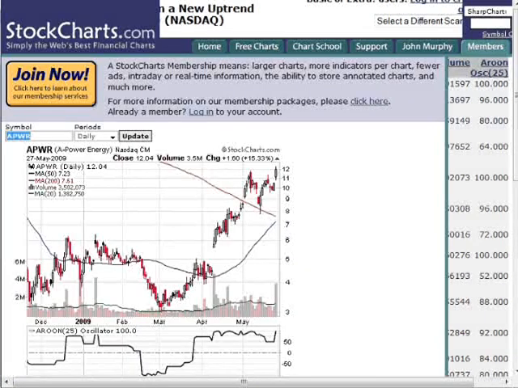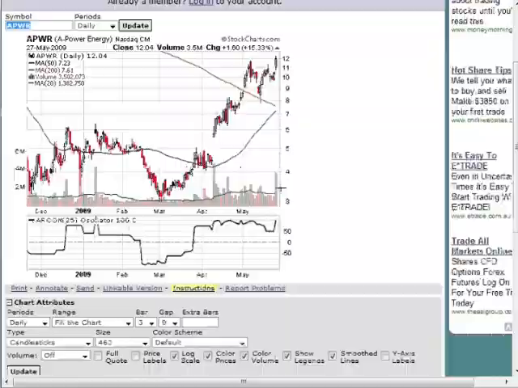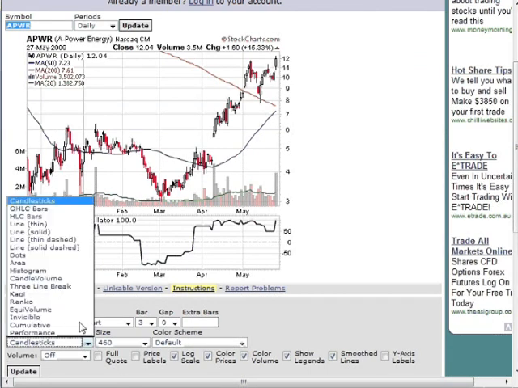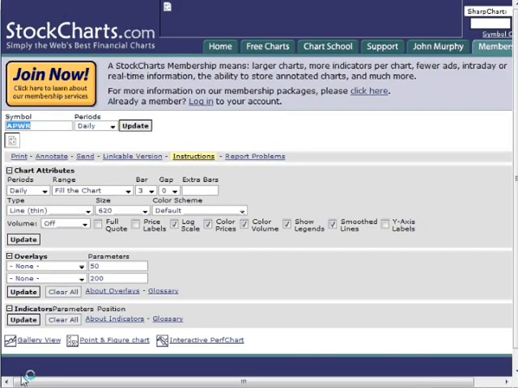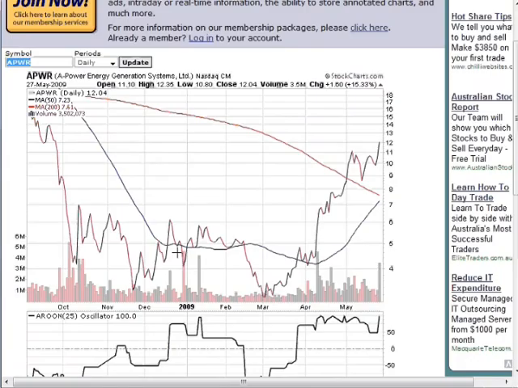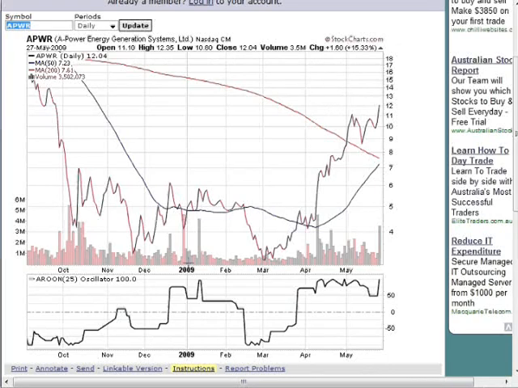There we go. Okay, so let's just get rid of the candlesticks. I like to use the lines, and we'll make that a little bigger and click update. Okay, excellent. So this is a good example. You can clearly see this stock's in an uptrend. There's no doubt about it. This thing's going up. Okay, so we've identified a stock in an uptrend.